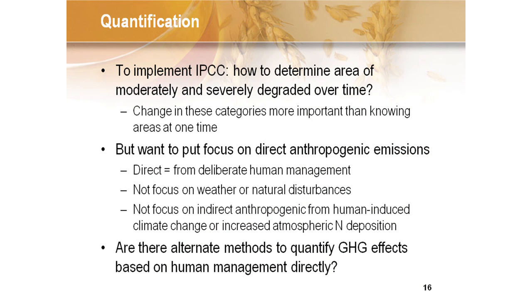So how do we implement this IPCC approach? How do we determine the area of moderately and severely degraded land? And again, these definitions have to be matched. You have to have a carbon stock change to go with your definition of degradation. So in a Tier 2 system, if it's country specific, you've got to match this up. You've got to have both things.